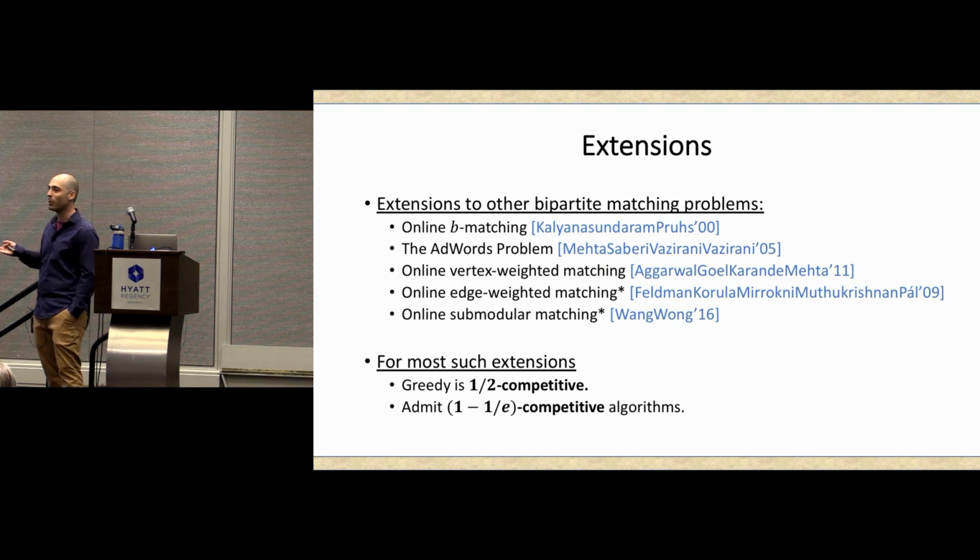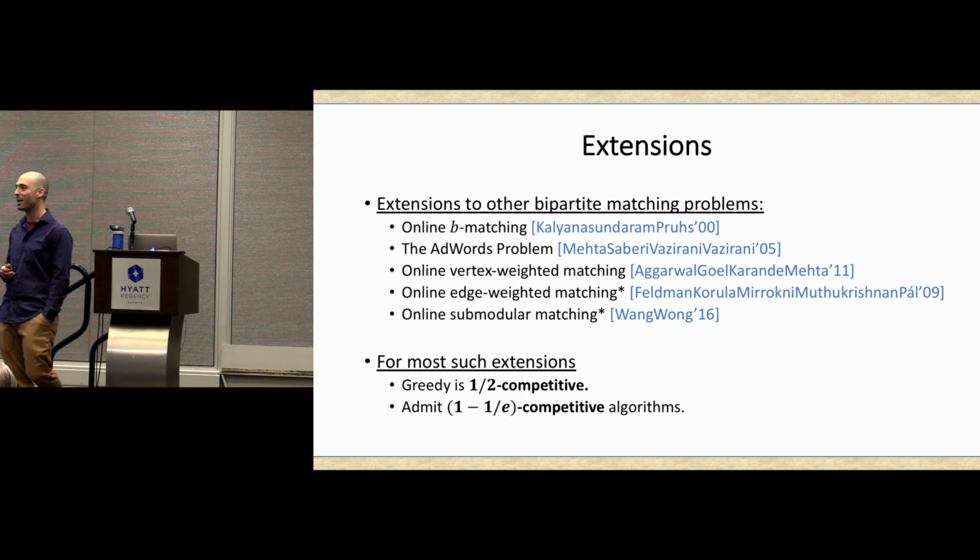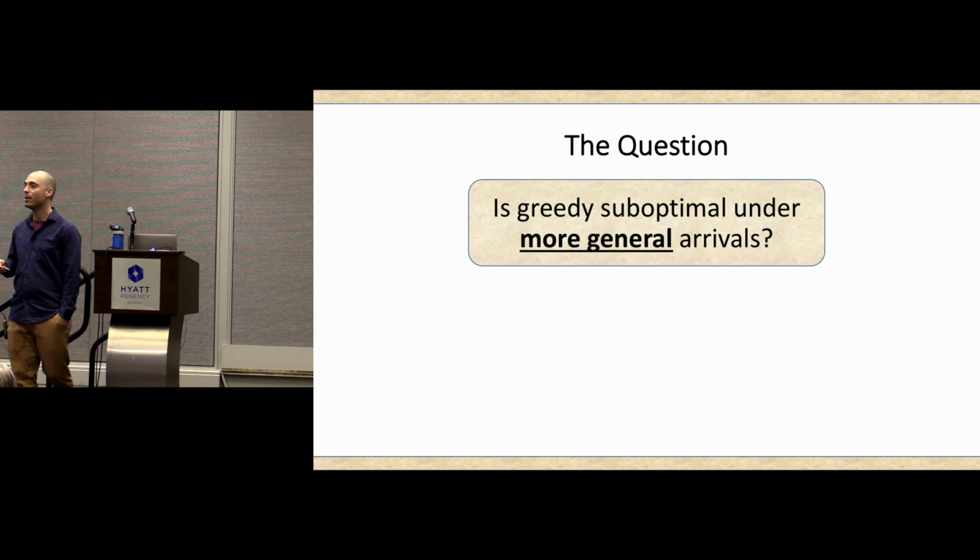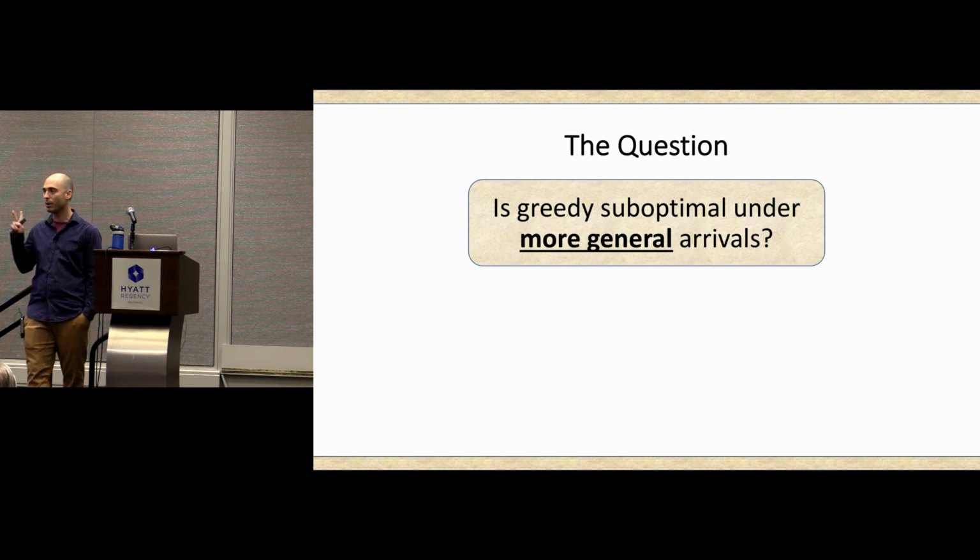Also, hopefully, we're all aware that there exist non-bipartite graphs out there. OK, so the question we study in this work is whether or not greedy is the optimal algorithm for online matching under more general arrivals. We have two notions of more general arrivals, so I'll mention both.